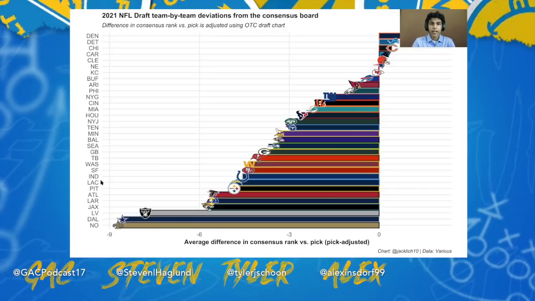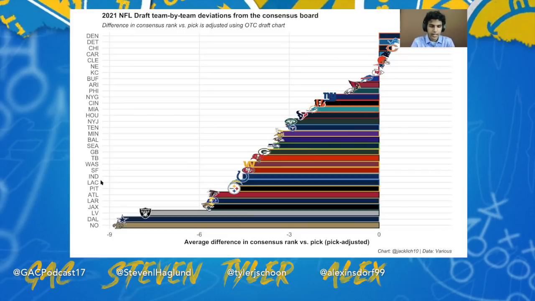All of these guys make their own big boards, and some random website takes into account all of these big boards and makes a consensus big board. And now this graph looks at whether teams overdrafted players based on the consensus big board, which means they would have a negative average difference, or they found diamonds in the rough compared to the consensus big board, which means they would have a positive average difference in consensus rank. So, Denver, Detroit, Chicago, all pretty much found good value picks.